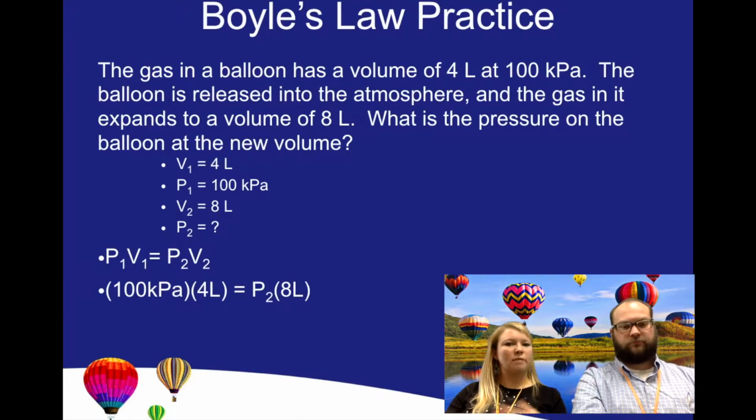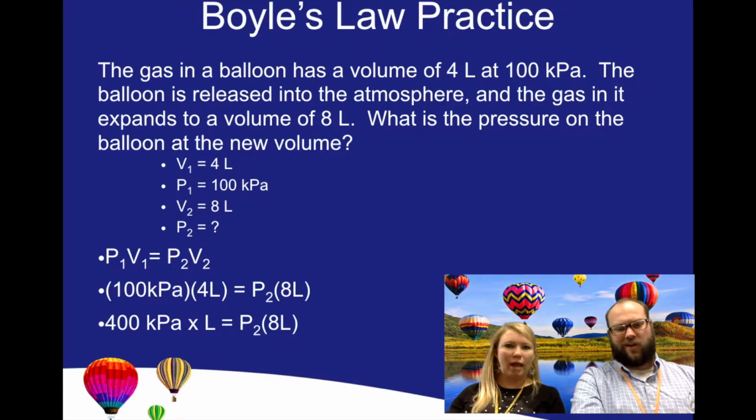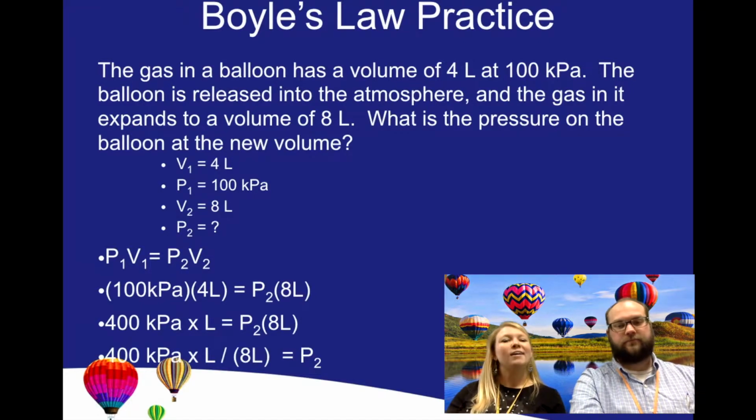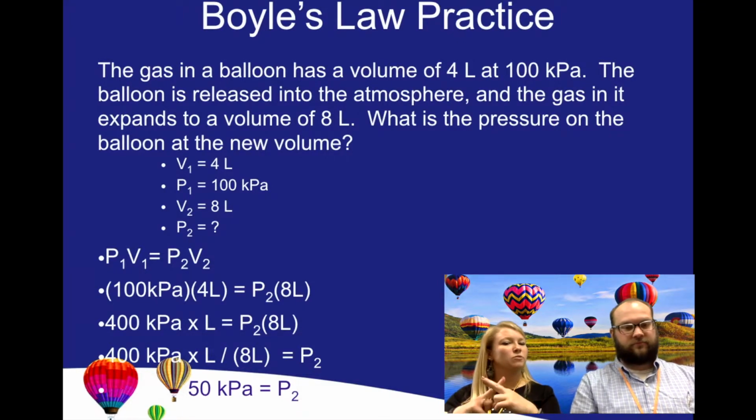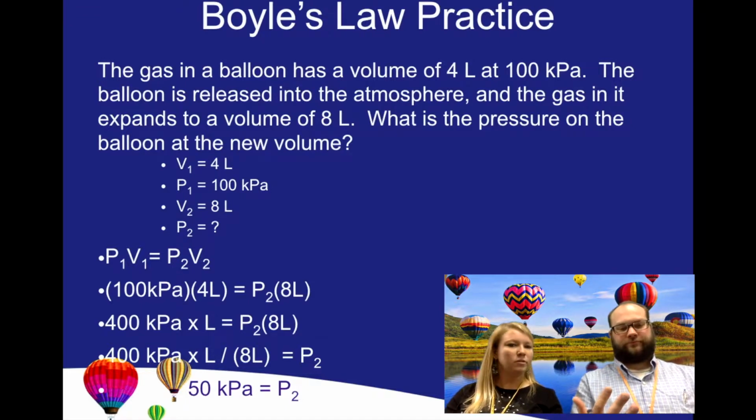100 kPa times 4 liters equals pressure 2 times 8 liters. So now we're going to solve just like you would solve for any other algebra equation. It's easy. Okay, so I take 400, because 100 times 4 is 400. And then I'm going to divide by 8 liters, and I get 50 kPa, because we have a liter on top and a liter on bottom, so those two are going to cancel out, and we're left with kPa.